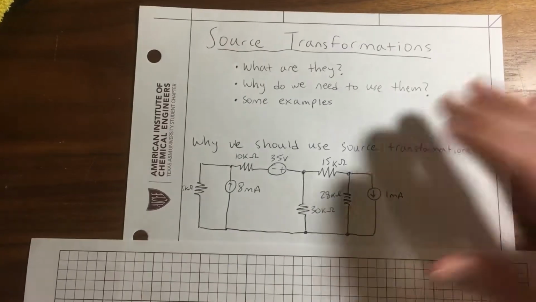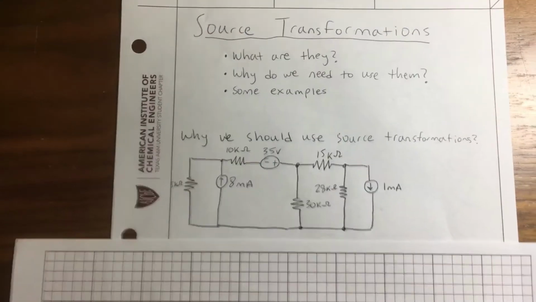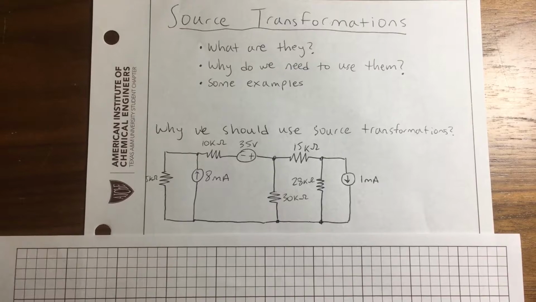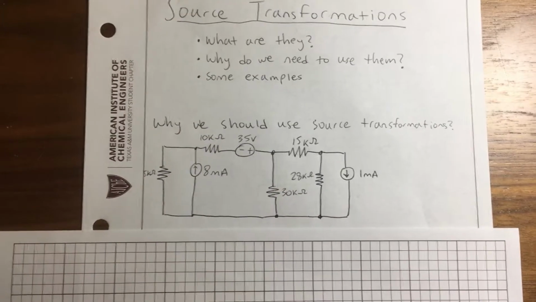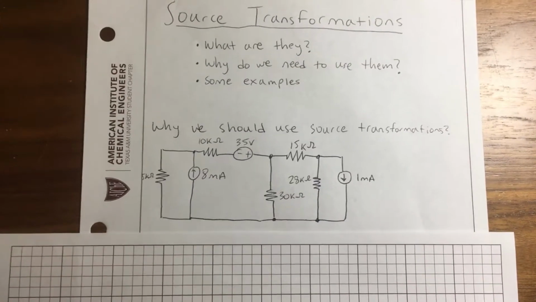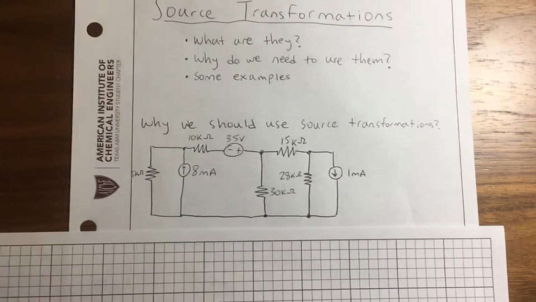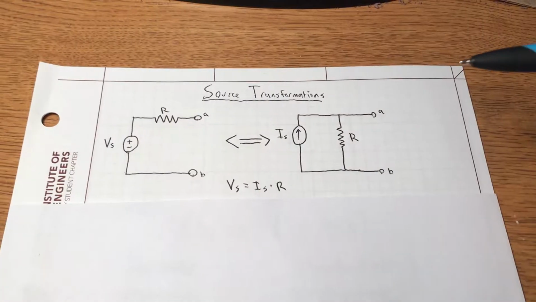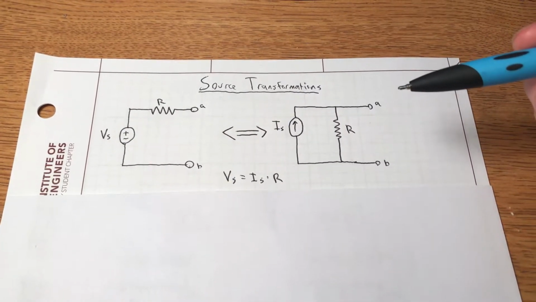So let's look at why we would potentially want to use source transformations. If we look at the circuit below, you'll notice that using methods of node voltage or mesh current or any of the other tools you've learned about how to solve circuits up to this point, it wouldn't be very easy. So that's why we're going to introduce source transformations, because this circuit analysis becomes much simpler when you have that. So what are source transformations?